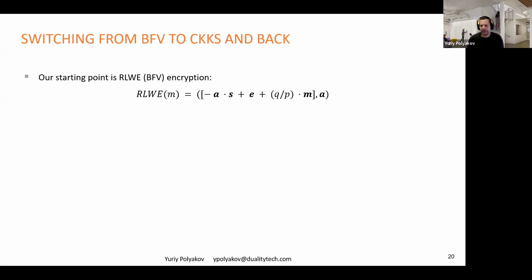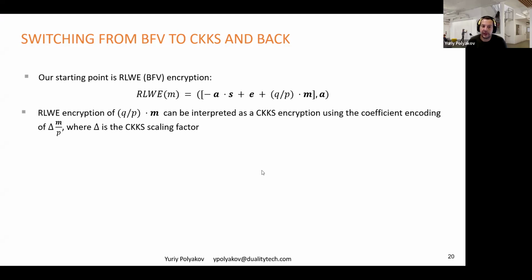And at a high level, this switch is quite simple. It's more of something we do in our mind and use very cheap operations. So our starting point is BFE encryption or RLWE encryption. We're just using symmetric encryption here for simplicity. And effectively, this RLWE encryption can be interpreted just directly in our mind as a CKKS encryption using the coefficient decoding. This is something that's important. Both BFE and CKKS in this case are used in the coefficient encoding, not in the packed or slot encoding.